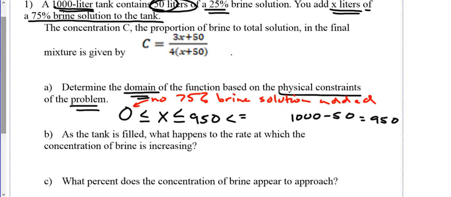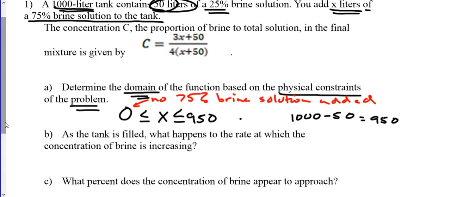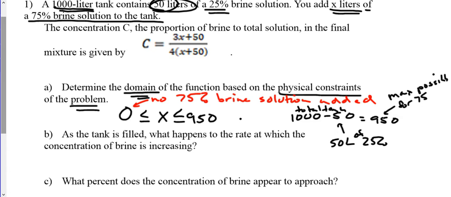Okay, so right there, I'll get rid of this. We got this 950 because this is the total amount of the tank, and this is the 50 liters of the 25% solution. Then we get the total max possible for the 75% brine. So that's our domain, 0 to 950. That makes sense. That's pretty easy.